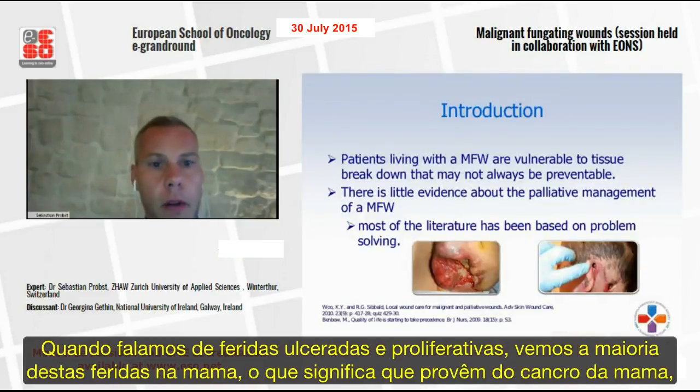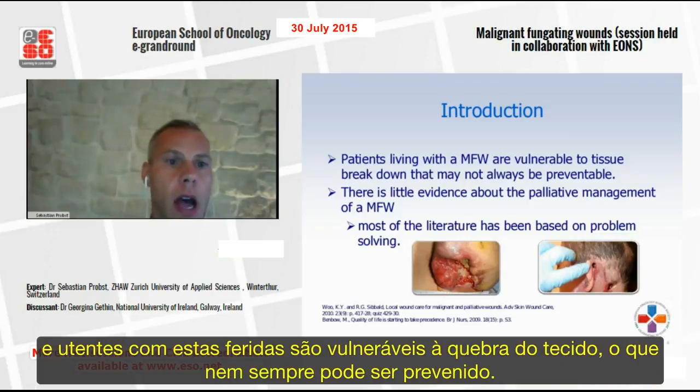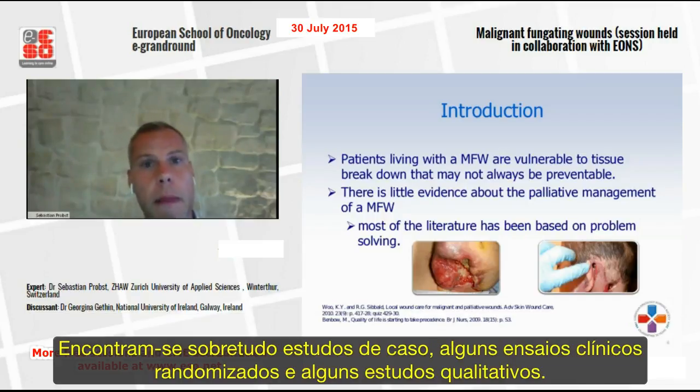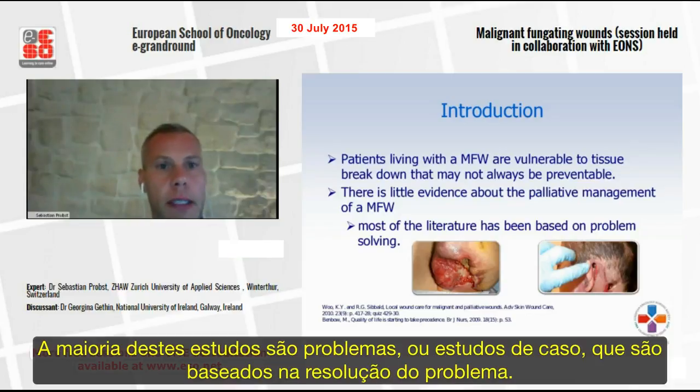When we talk about fungating wounds, we see most of these wounds on the breast, from breast cancer, and patients with these wounds are vulnerable to tissue breakdown that may not always be preventable. When you look in the literature, you find only little evidence about palliative management of fungating wounds. You find mainly case studies, a couple of RCTs, and some qualitative studies. Most of these are case studies based on problem solving.